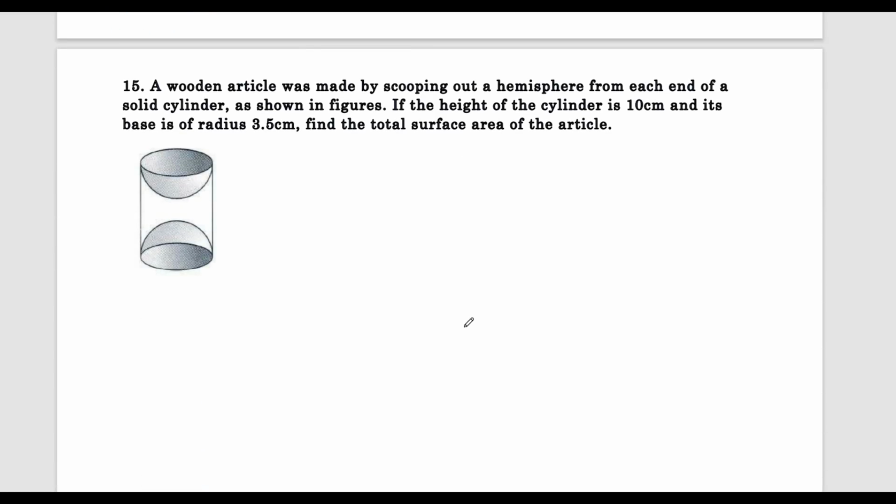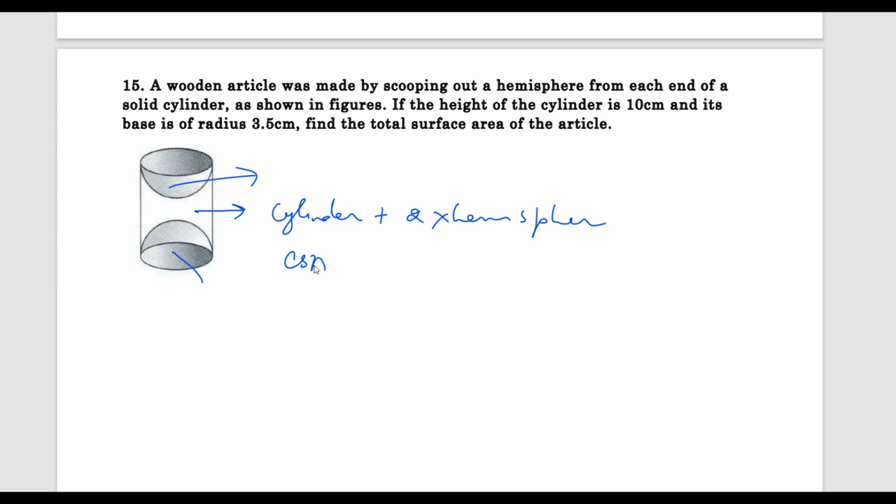So, a similar question. How many solids are there? It is a cylinder plus two hemispheres, that is two times hemisphere. Now what you need to calculate is the CSA of cylinder plus 2 times the CSA of hemisphere. So if you calculate the CSA of cylinder and 2 times the CSA of hemisphere, then add it, what you get is the total surface area of the article.